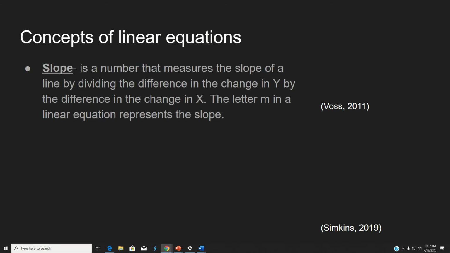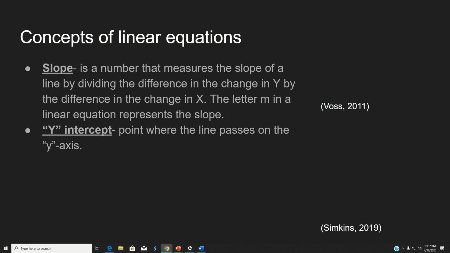We're going to be discussing different concepts of linear equations so that we can understand the different exercises and the material that we're going to be discussing. One of these concepts, and one of the most important ones, is slope. The slope is a number that measures the inclination of a line given the change in y and the change in x. The letter m is usually reserved for the slope in equations.